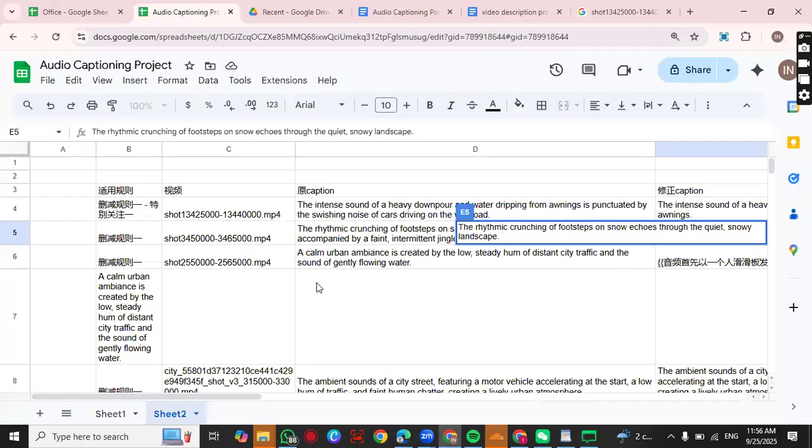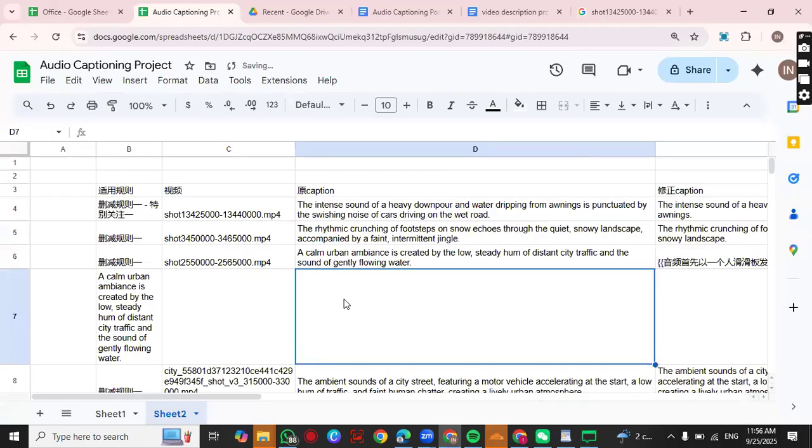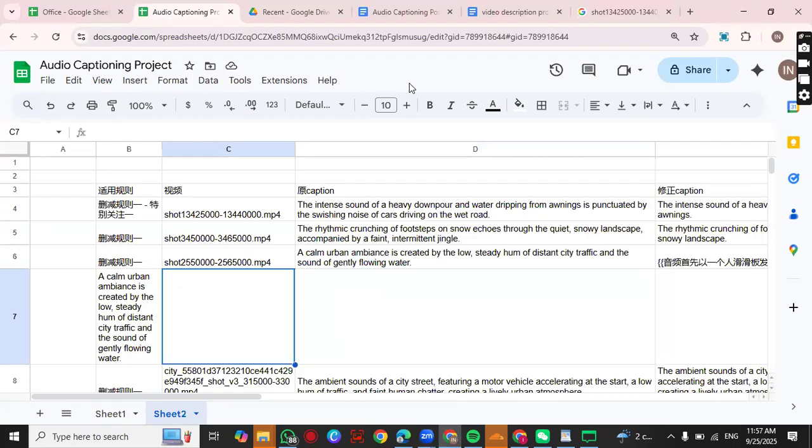Okay, so let's see what they have mentioned. A calm urban ambience is created by the low, steady hum of distant city traffic and the sound of gently flowing water. So can anyone tell me what is the issue here? What we need to delete? Guess, can anyone? Repeat the audio, please. Okay.